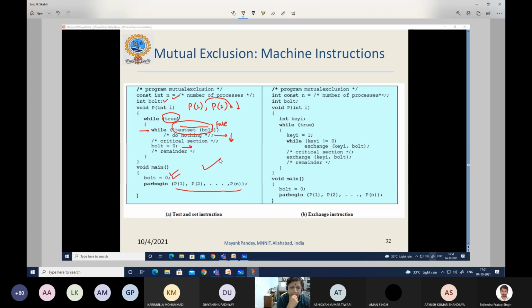Any confusions? Rajendra? No sir, कोई confusion नहीं. Okay.